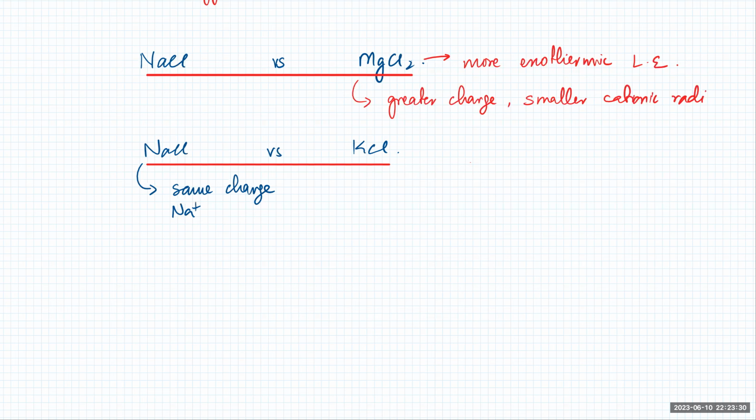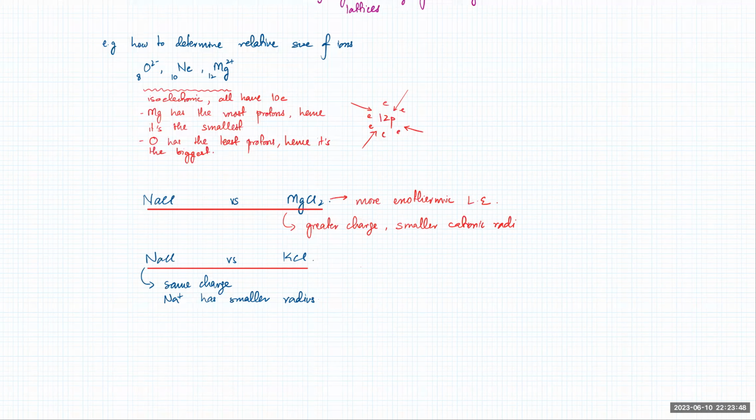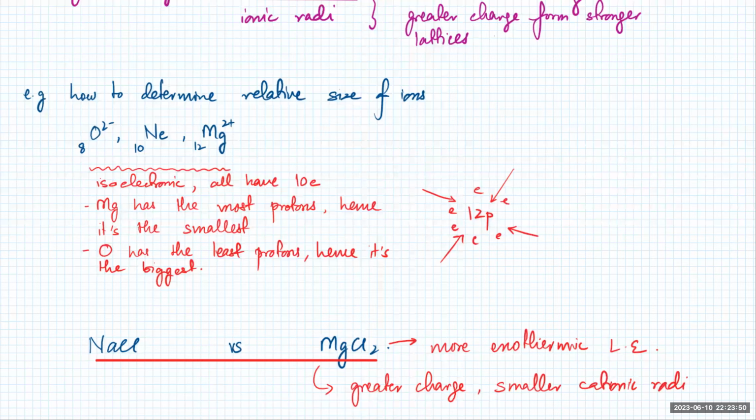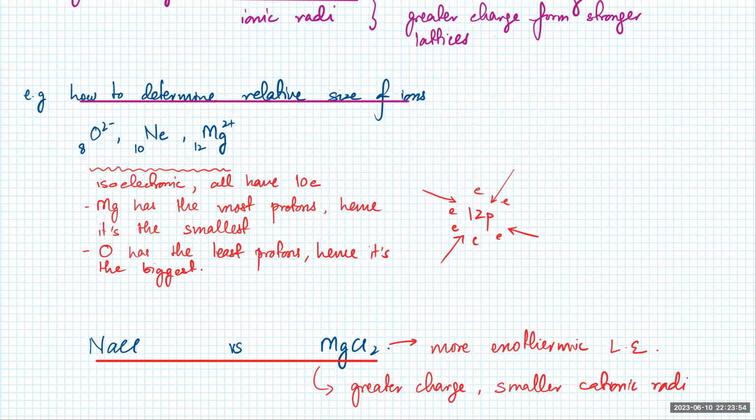In this case, it's Na. But why is it Na? Is it because it has 11 protons, whereas the other one has 19? It's got an extra shell. You're moving down the group, right? So I'm going to add that when you move down the group, the ionic radius increases.